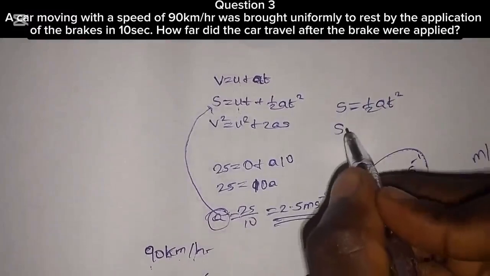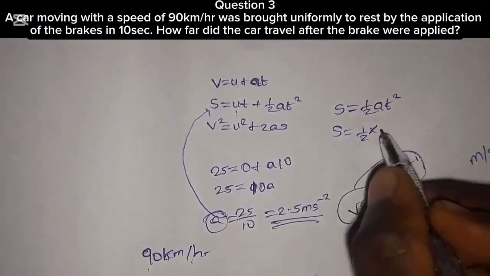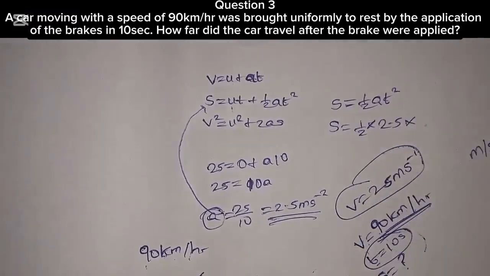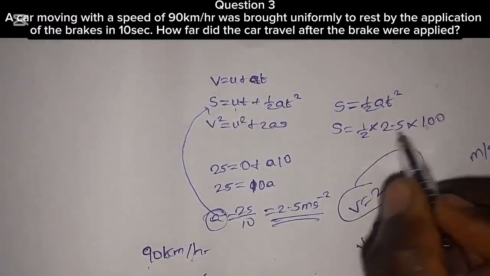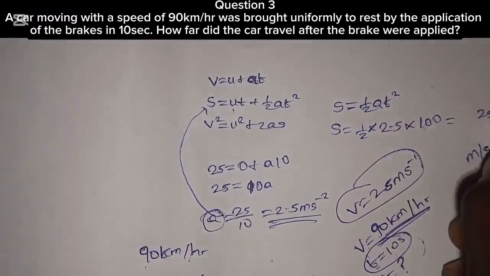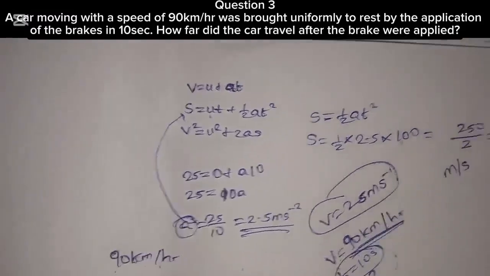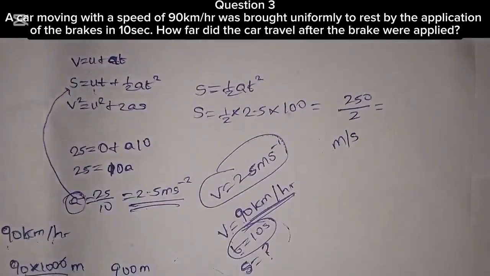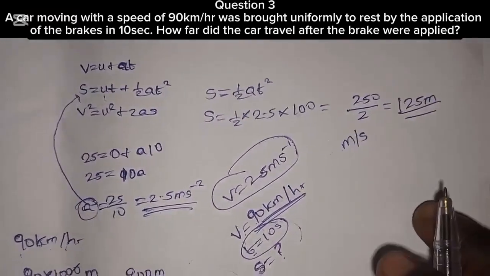Now if we continue, S equals half times 2.5 times the time, which is 10 squared. 10 squared is 100. So 2.5 times 100 is 250. Then 250 divided by 2 will give us 125 meters. So this is the final answer.